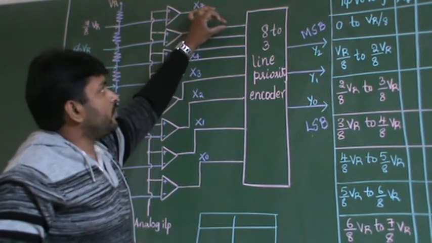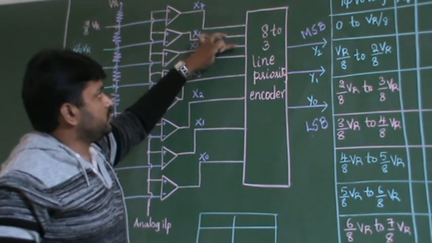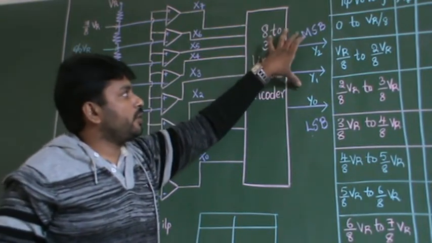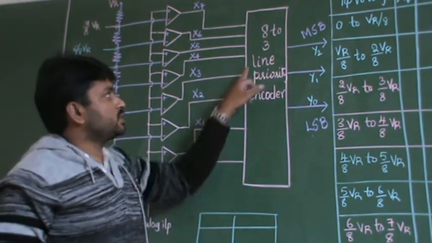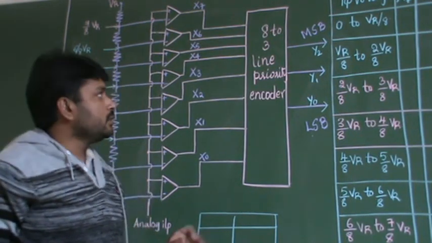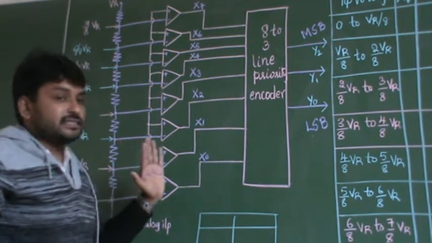Because you are providing the 8 inputs, 1, 2, 3, 4, 5, 6, 7, 8, and you are providing the 3 outputs. That's why it is 8:3 outputs. Okay. So this is the construction part.